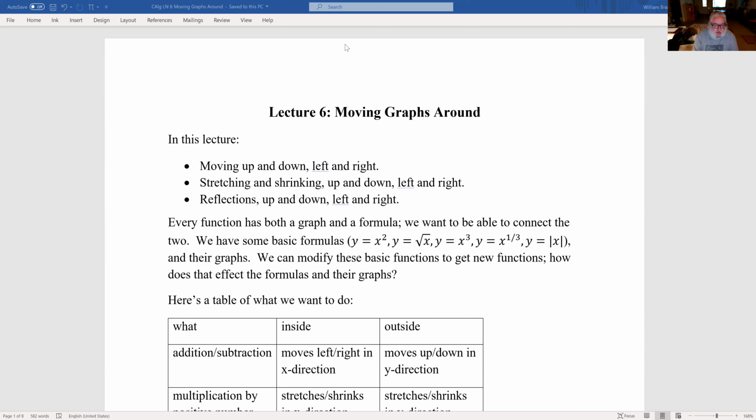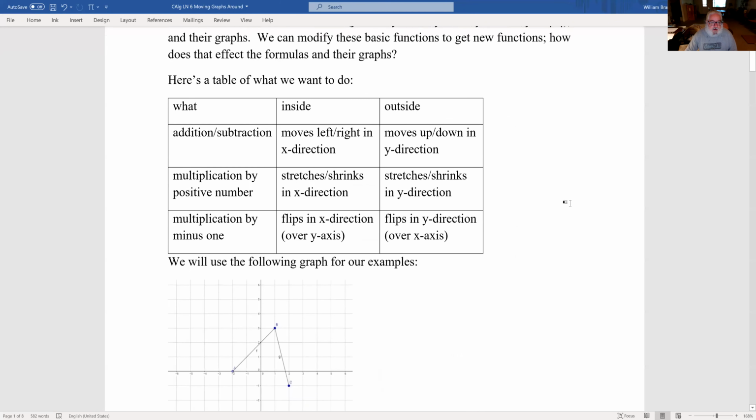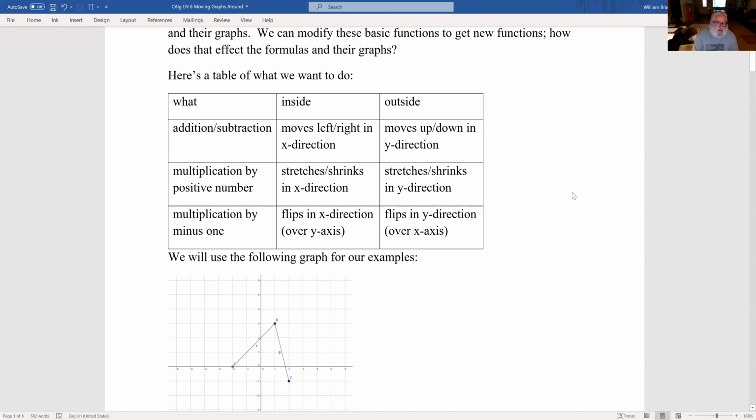So every function has a graph and a formula, and we want to be able to connect the two a little bit. So here's a table about what we want to do. Addition, subtraction, multiplication by a positive number, multiplication by -1. What does that do to the function? Well, it depends on whether it's inside the function or outside the function. And remember that y equals f of x is our notation.